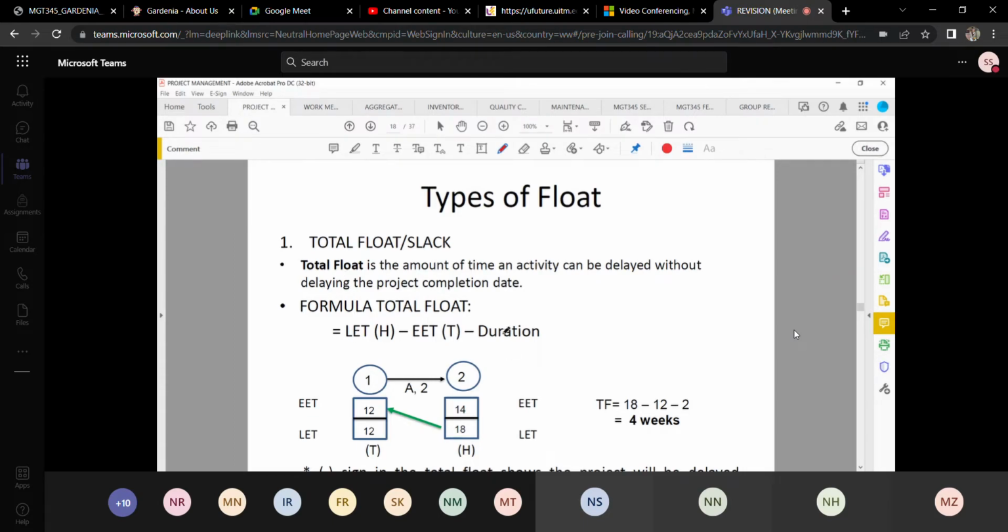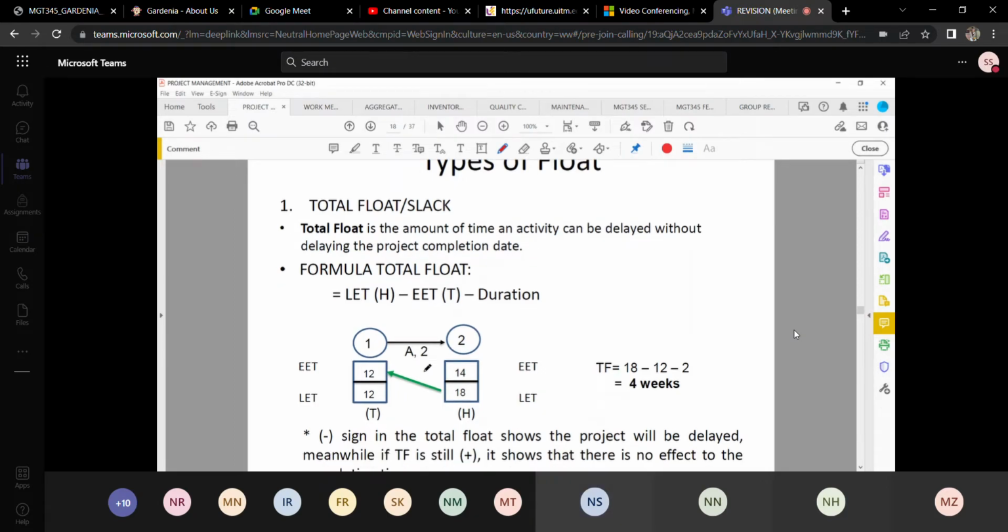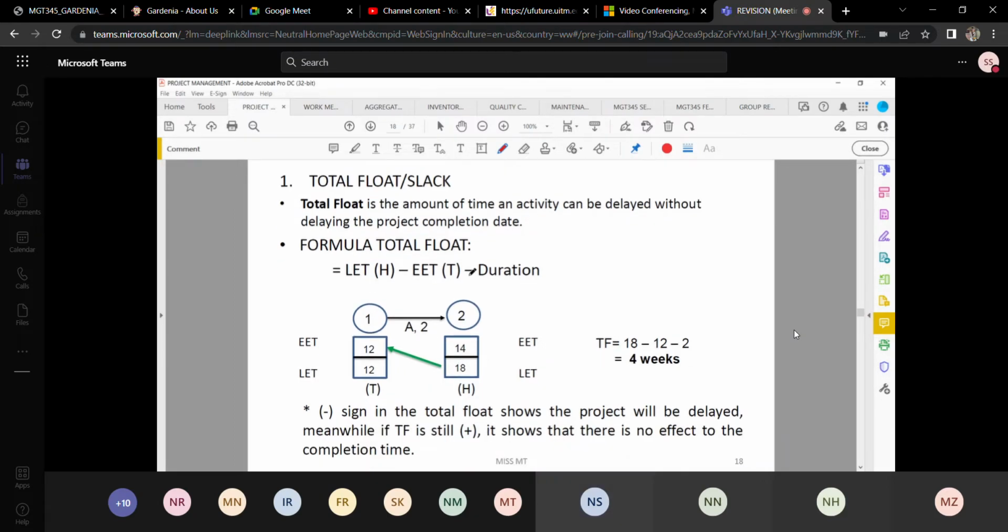Okay, the formula, yes, you should know the formula. For the total float, the arrow is going up, and you must subtract the duration at the end of the formula. Okay, over here you see the tail first, then only you see the head. Everything must be subtracted from right to left, and the duration will be put at the end of the formula. For the total float, okay, the negative sign shows the project will be delayed. Okay, for the positive sign, it shows there is no effect to the completion time. But it only applies to the total float.